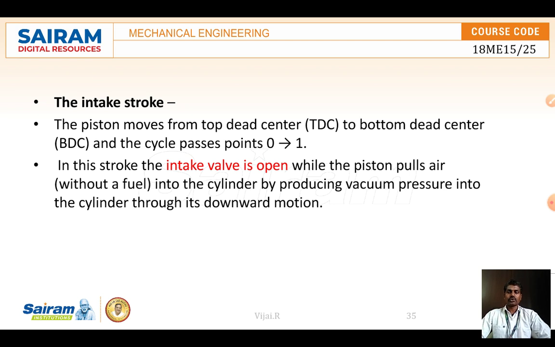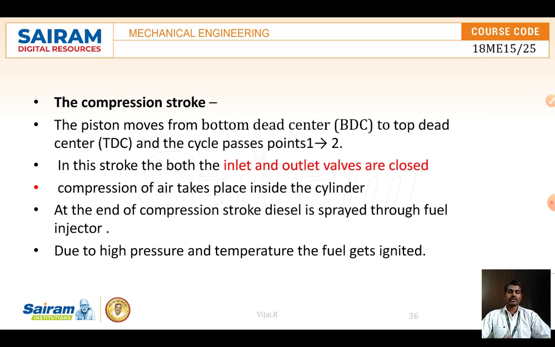And the second stroke we call the compression stroke. How does compression happen? When the piston moves from bottom to top. That is, in the second half of the rotation of the crankshaft, the piston moves from bottom dead center to top dead center, and the cycle passes from 1 to 2.